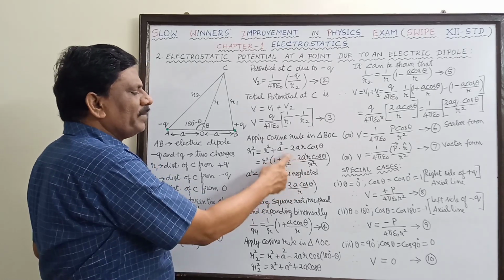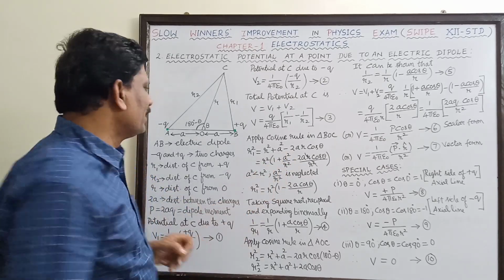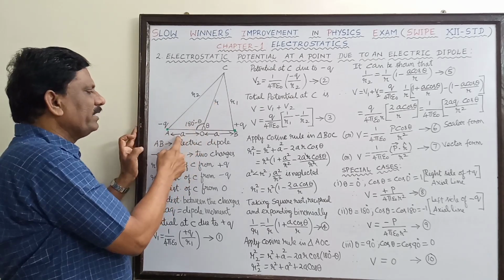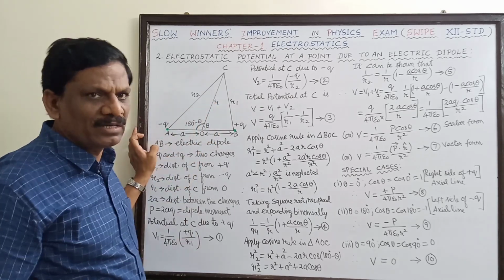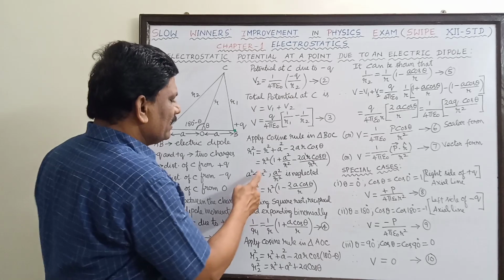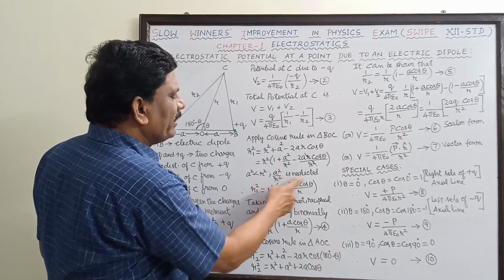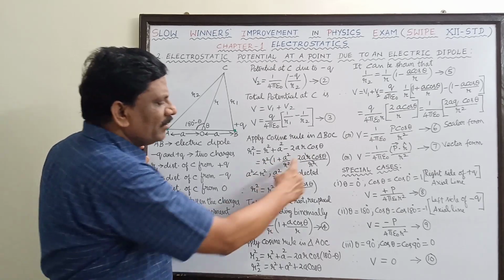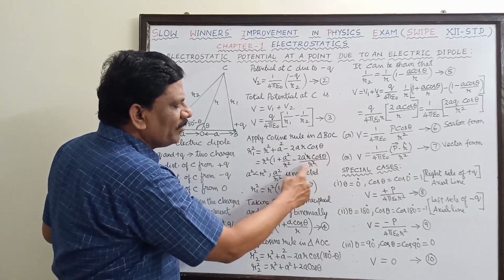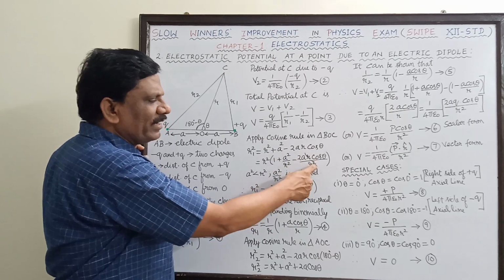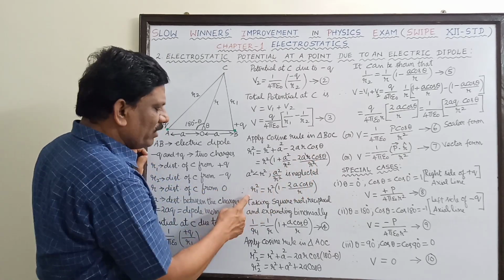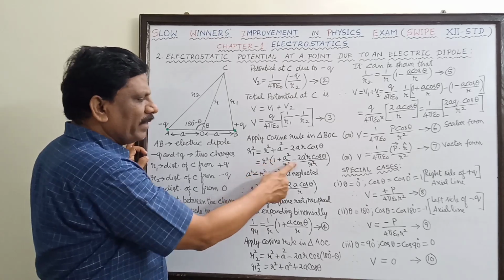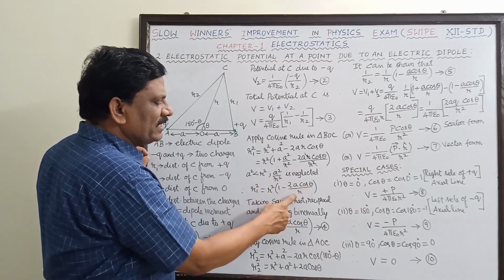Now this a square by r square term can be neglected because this distance a is very much less compared to r. Therefore a square is very much less compared to r square, so this a square by r square is neglected. The remaining terms only I am going to write. Here in 2ar cos theta by r square, the r and power square get cancelled. So now r1 square is equal to r square into 1 minus 2a cos theta by r.